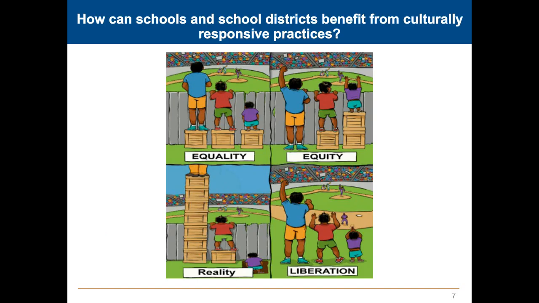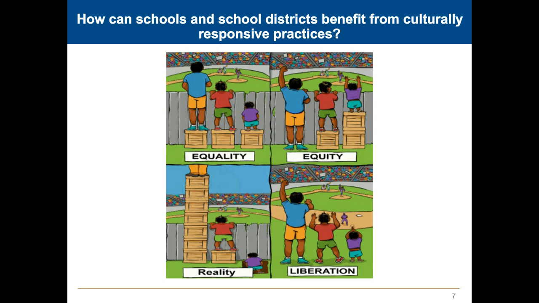So many of us have seen this picture before, and I think we have seen equality, and we've seen equity, and we've seen reality, but we haven't talked very much about liberation. So let me delve into the picture that we have. If you are unfamiliar with it, we see the equality frame where every child in our school and our school districts gets the same box, but every child isn't built the same, and every child doesn't start their race at the same point in life.